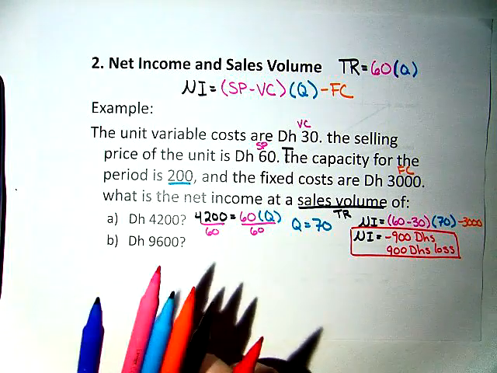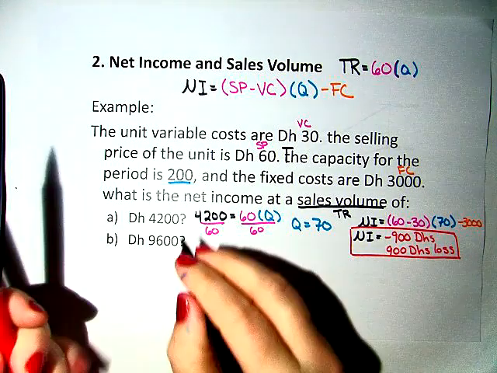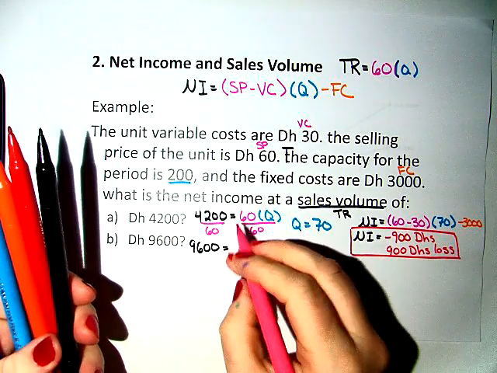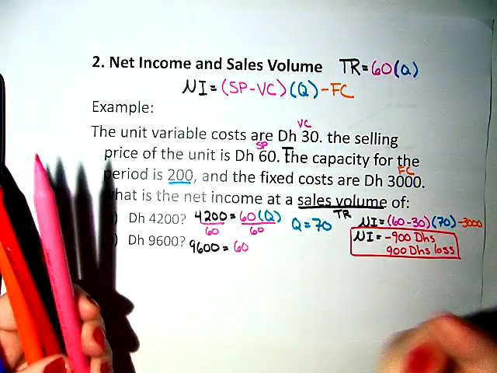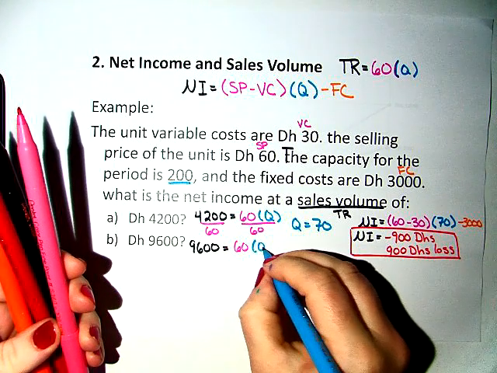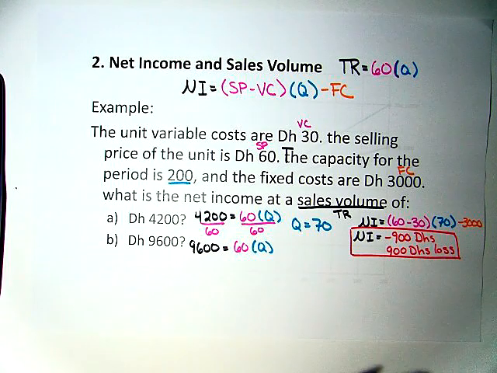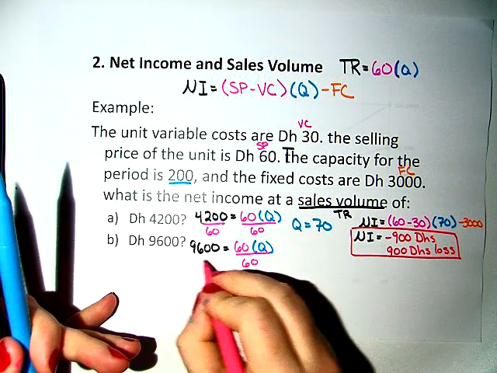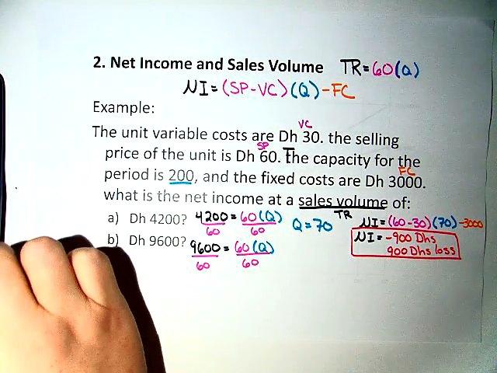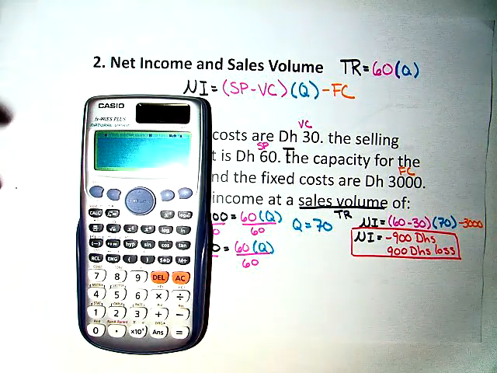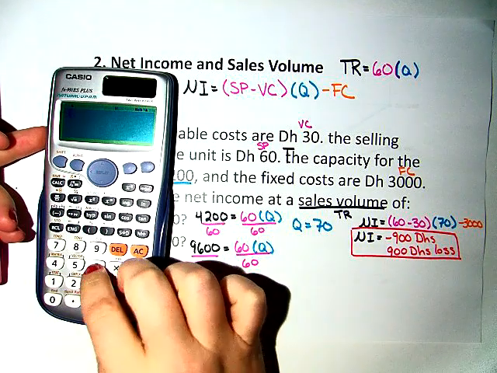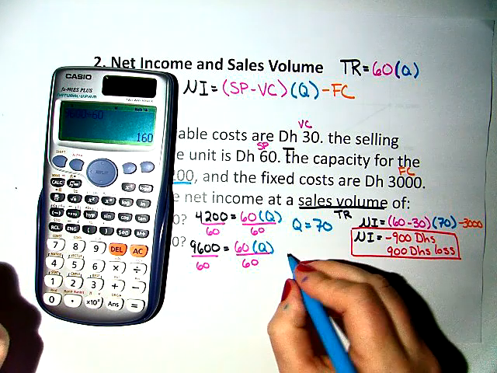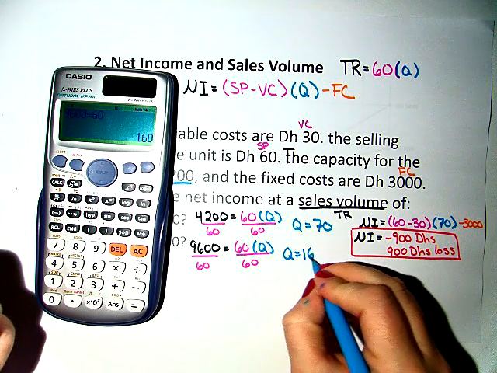Okay, so let's look at this one. 9,600. Okay, 9,600 equals 60 times a quantity, and we don't know what that quantity is yet. In order to solve for it, we need to figure out and divide by 60. So we put that in our calculator, and we say 9,600 divided by 60. And we get that the quantity here is 160.